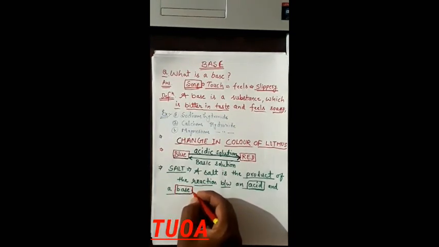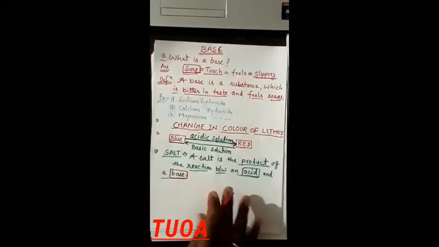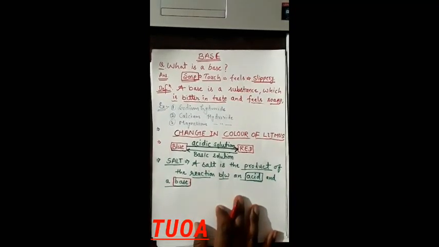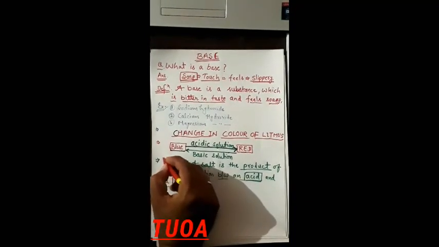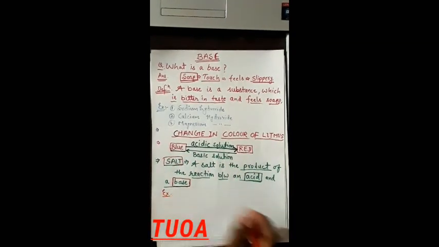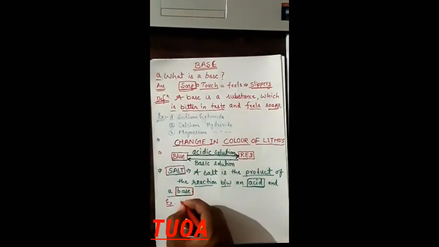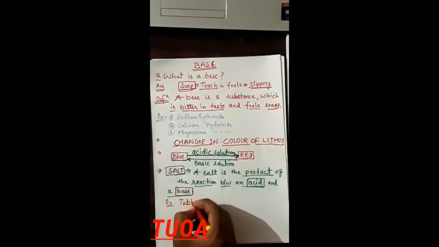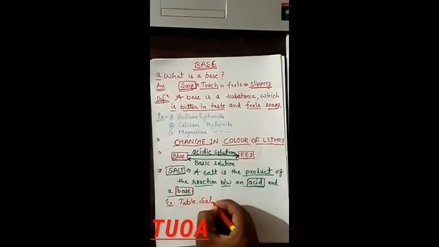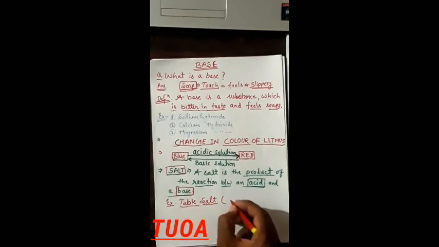Now here two important things are that acid and base, these are two chemicals which react with each other and form a new substance that is called salt. The chemical behavior of acid and base is opposite in nature, but when they react with each other, they nullify the effect of each other and a new substance is formed that is called salt.